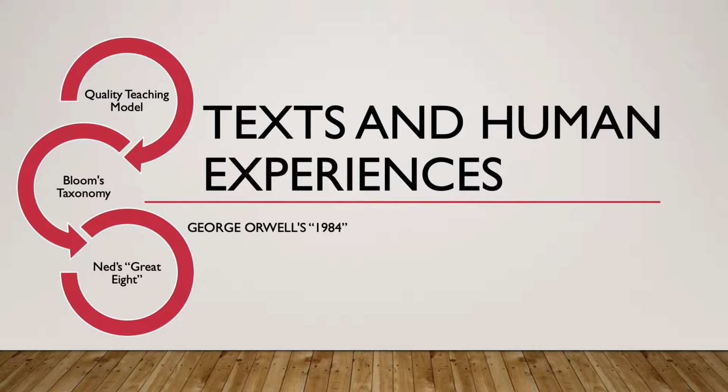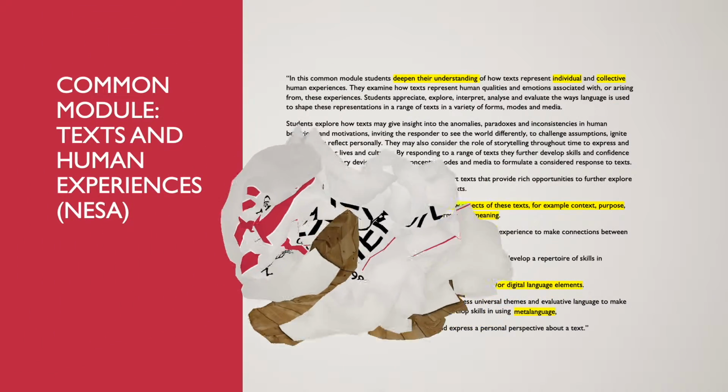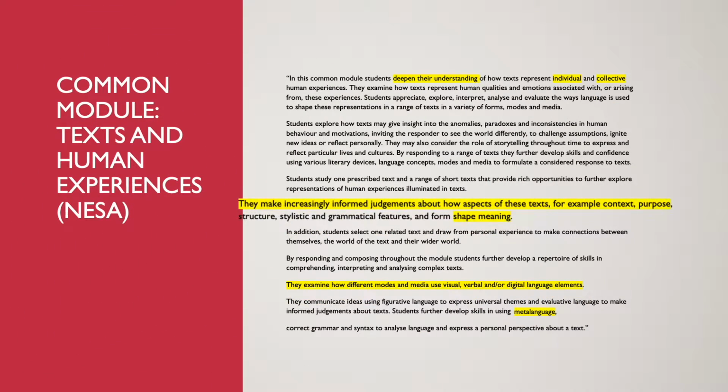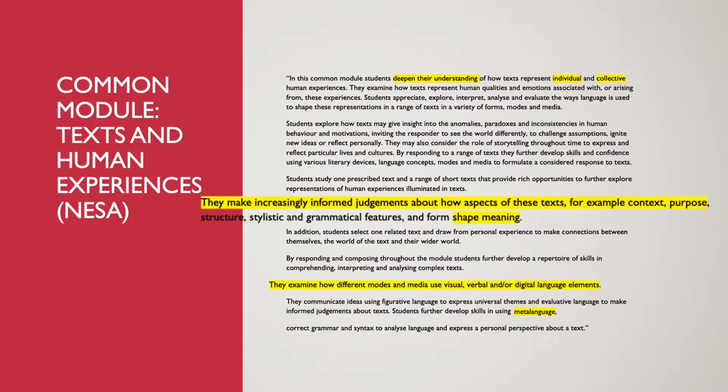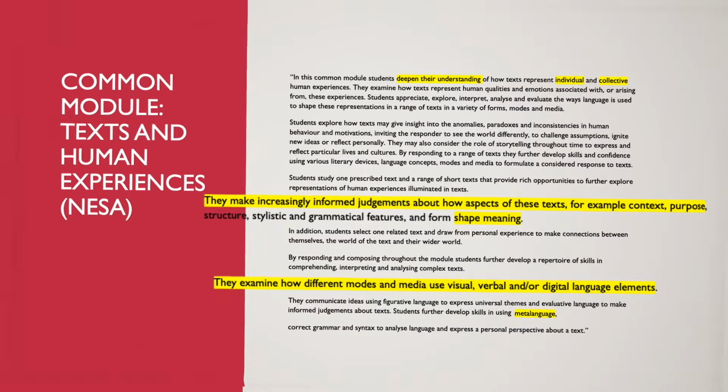This Stage 6 inquiry-based lesson requires students to adapt and apply their knowledge, skills and understanding of their own contexts and of other contexts to make informed judgments about the role of context and purpose in shaping meaning, and how different modes utilize visual, verbal and digital language elements to shape meaning.